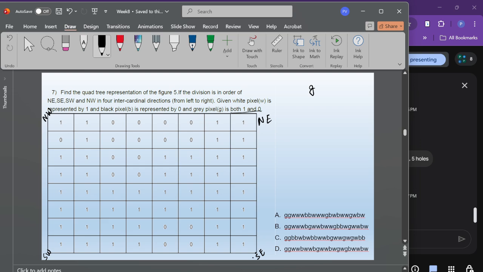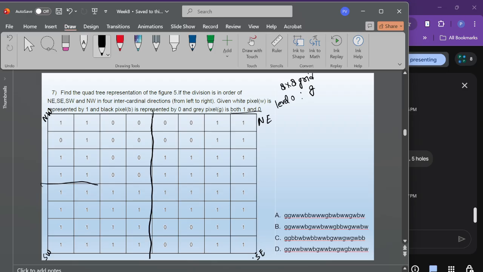So the entire grid that contains ones and 0s is represented by Z. So let's say it is an 8 cross 8 grid. The whole grid, we can say that level 0 is represented by Z because it contains both ones and zeros. Now again, we will further divide it into a 4 cross 4 grid, right? So now we will divide it like this.